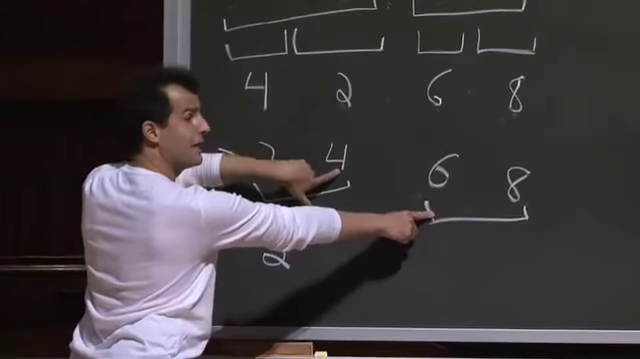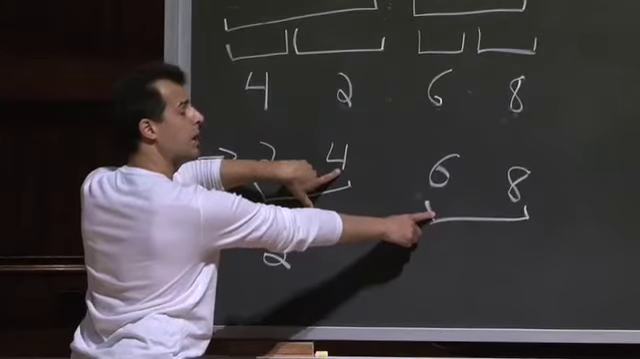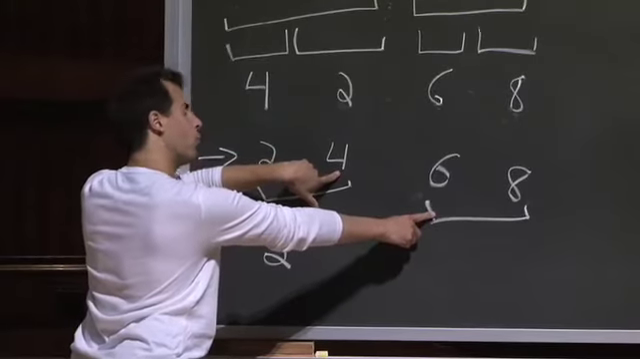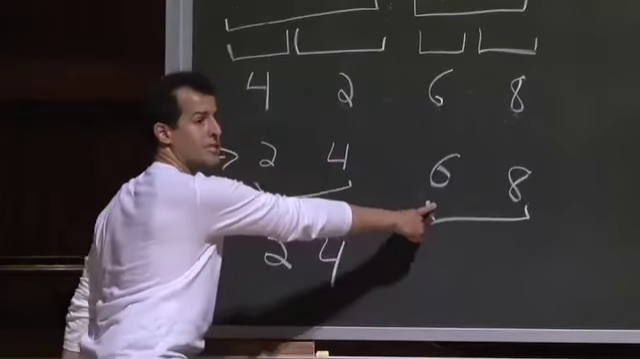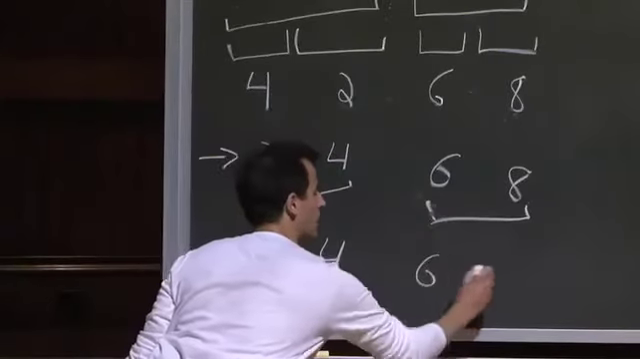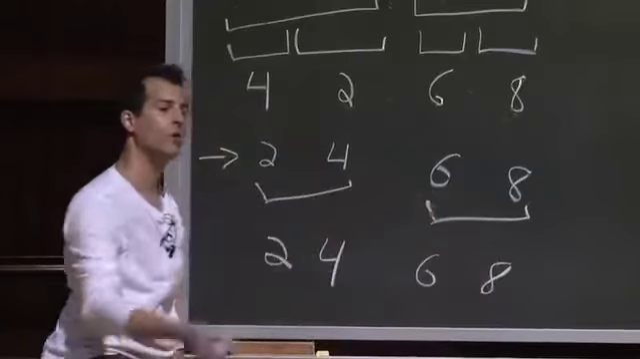Now I advance. OK, this time there's something there, so I don't just blindly take the 6. I now compare 4 against 6. Obviously, the 4 comes next. Now I advance. Now there's nothing to compare against, so I can just finish my loop over the 6 and over the 8.